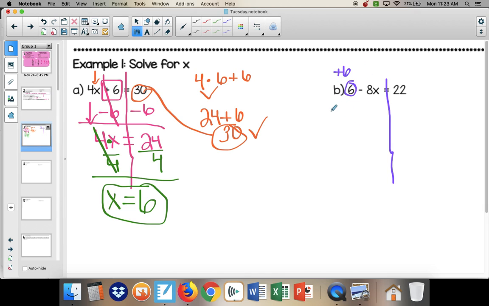So opposite of adding, again, is subtracting. So I'm going to take away 6 from both sides. Now, subtracting 8x means I'm left with a negative 8x. And 22 minus 6 gives me 16.